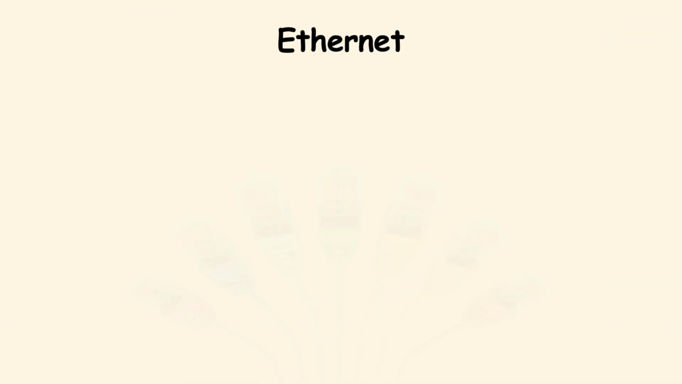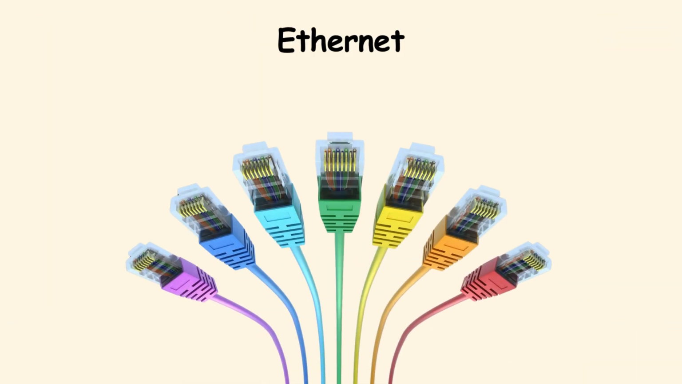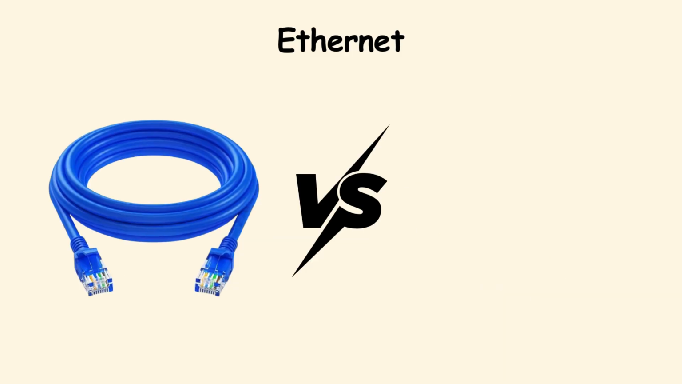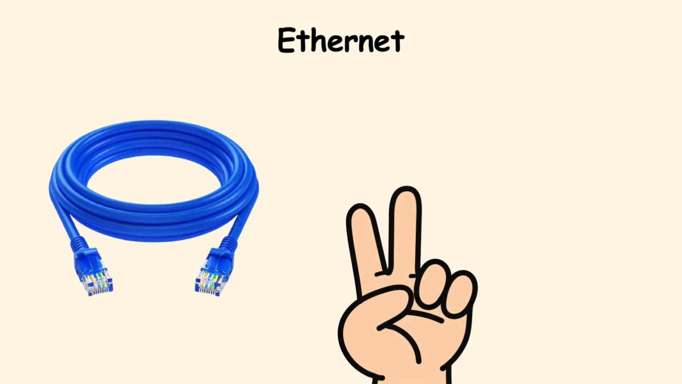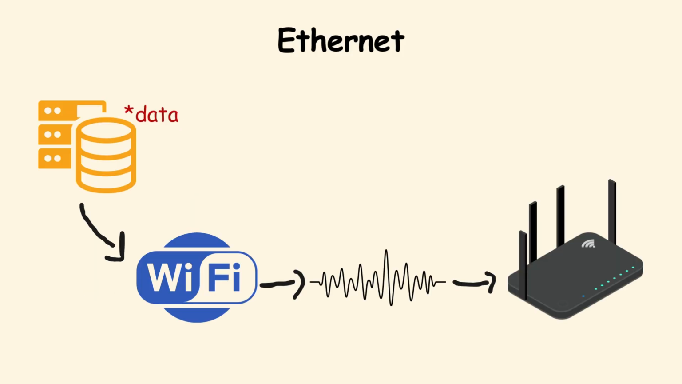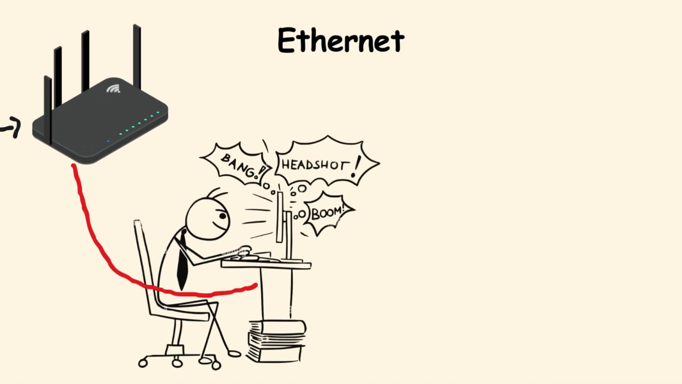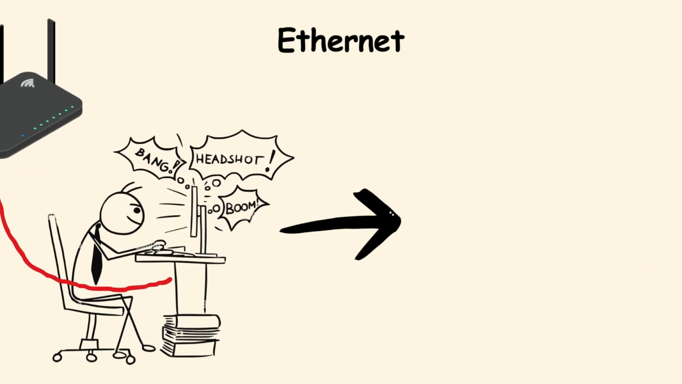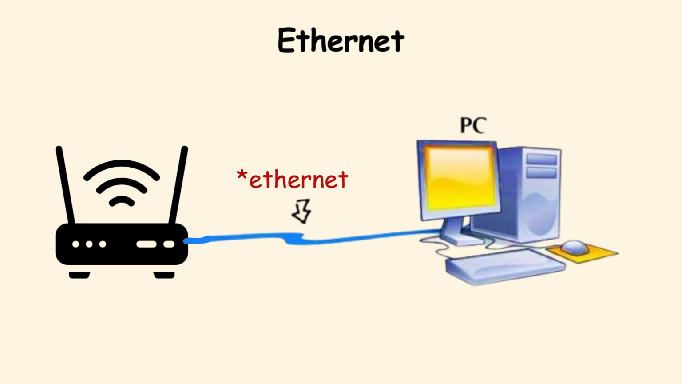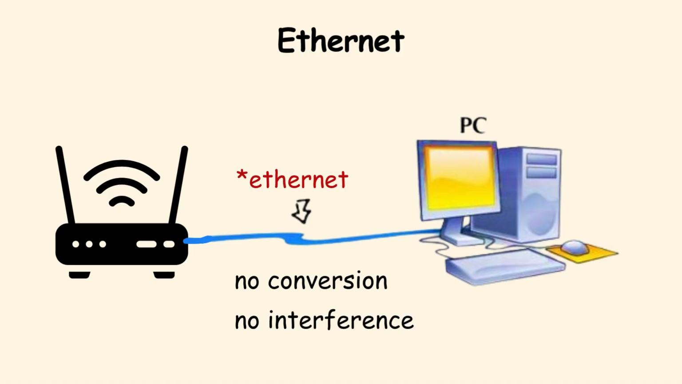Ethernet. Ethernet is the good old wired port we use to connect a computer directly to a router or modem. Compared to Wi-Fi, Ethernet has two huge advantages: stability and lower latency. Here's why. Wi-Fi has to convert your data into radio waves, send those waves through the air, and then your router converts them back into data. That whole process adds delay. With Ethernet, it's just a direct wired signal, no conversion, no interference.